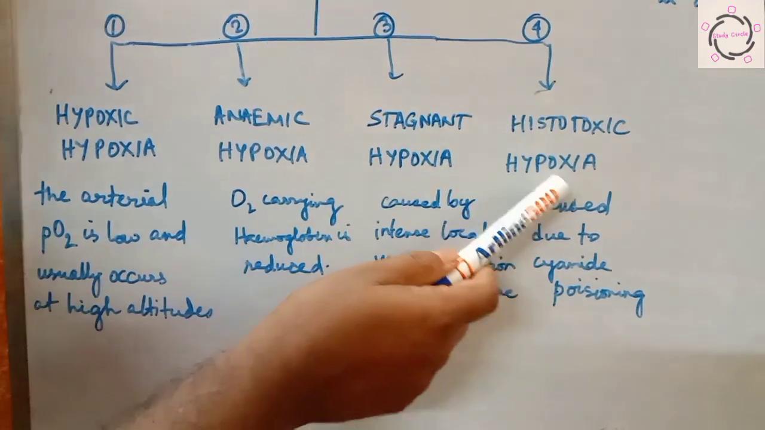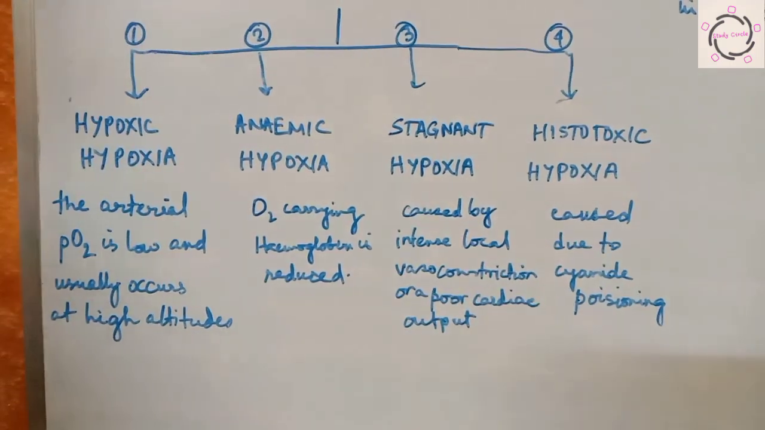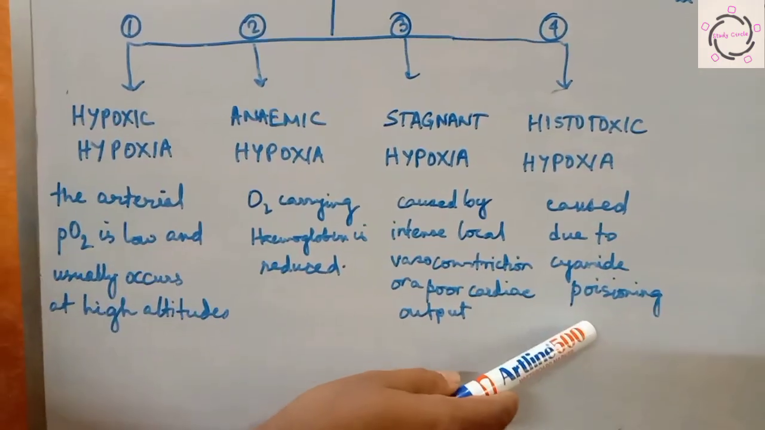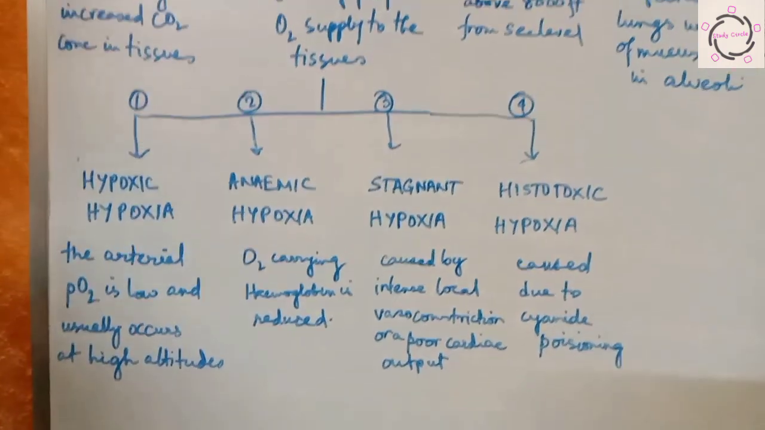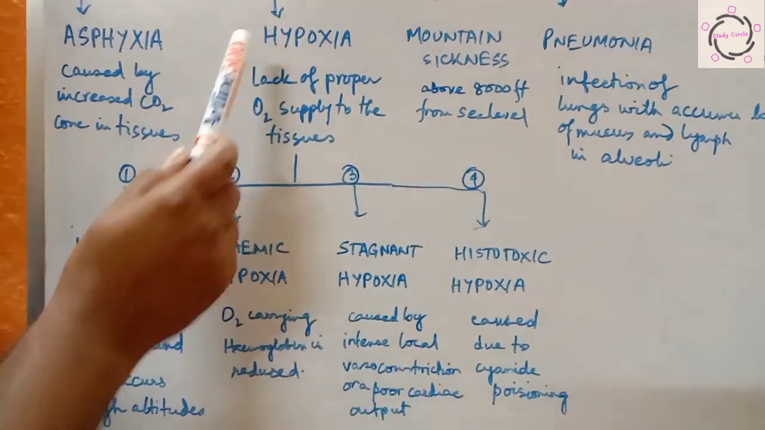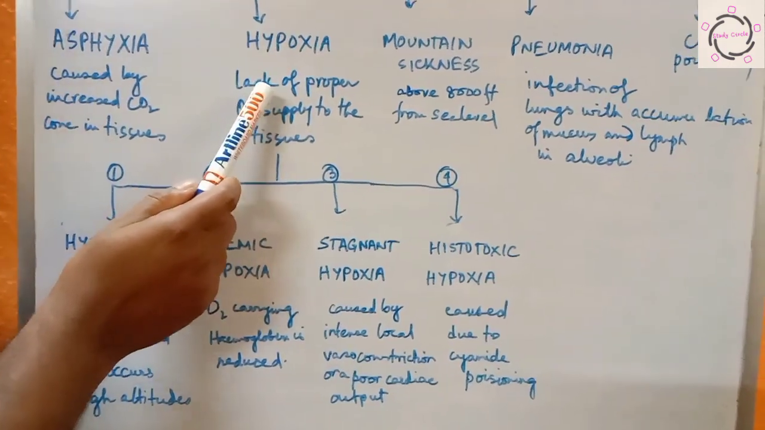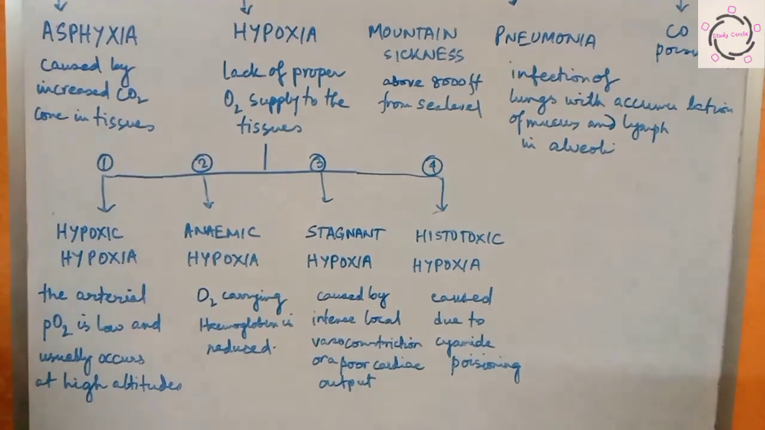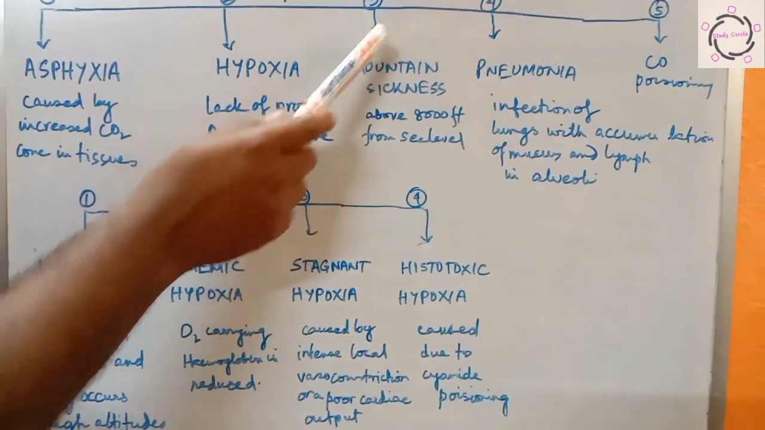Then lastly, number 4 is histotoxic hypoxia, which is caused due to cyanide poisoning. So these are the 4 types of hypoxia. What is hypoxia? It is a medical term used by doctors for the lack of proper oxygen supply to the tissues. Okay, next respiratory disorders we are coming to.